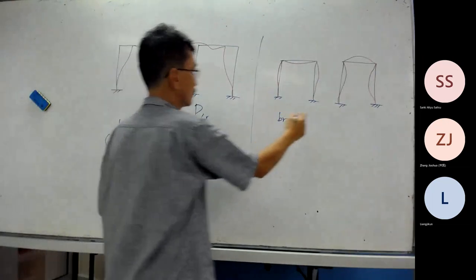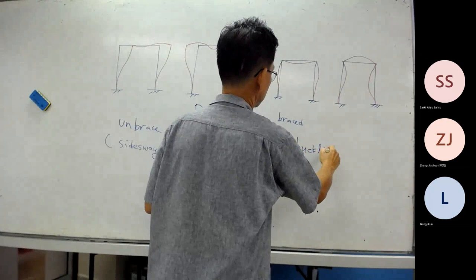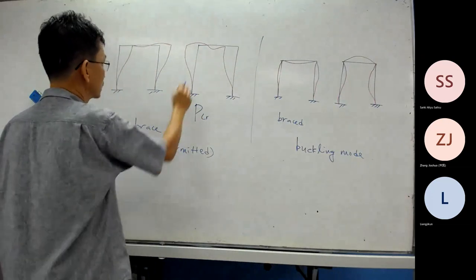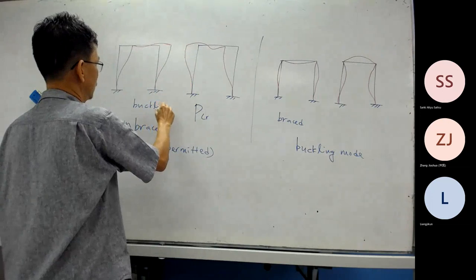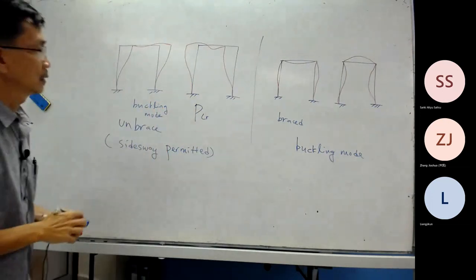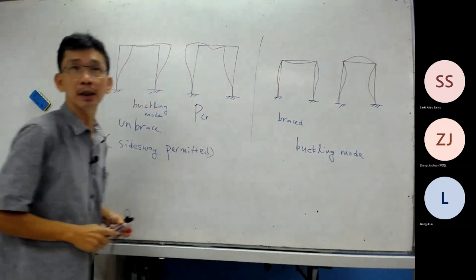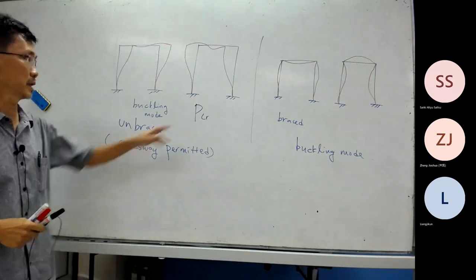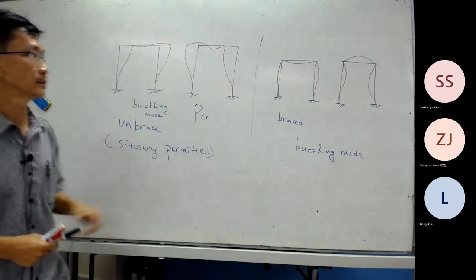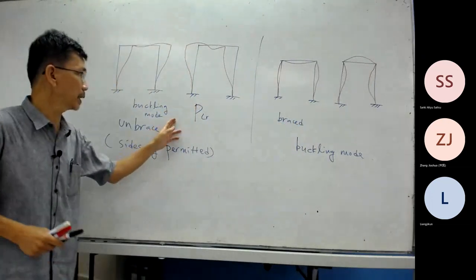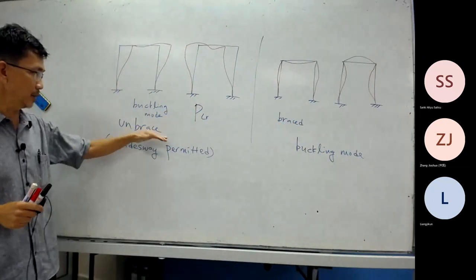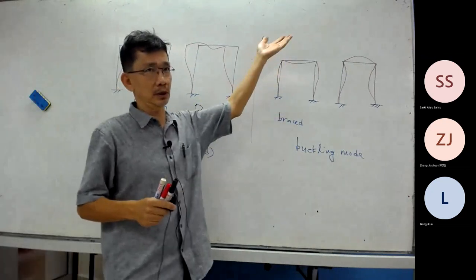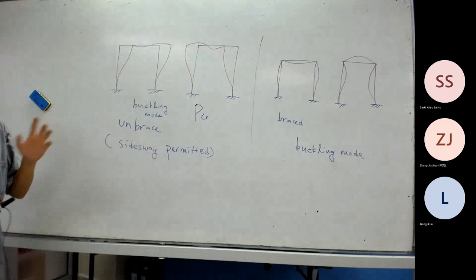Okay, so now, this is the buckling mode for brace. And for this, this is a buckling mode. Comparing this and this, okay? Brace and unbrace. So which one will be higher? The braced one. Okay. So if you unbrace the frame, if the frame is not properly braced, the critical load will be lower. Okay. So if you brace it, critical load will be higher. Okay. So that is the thing that you have to be clear.